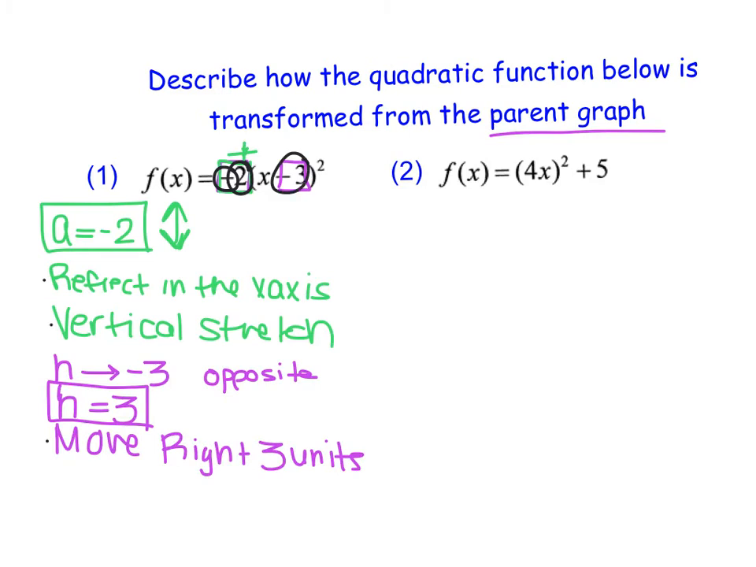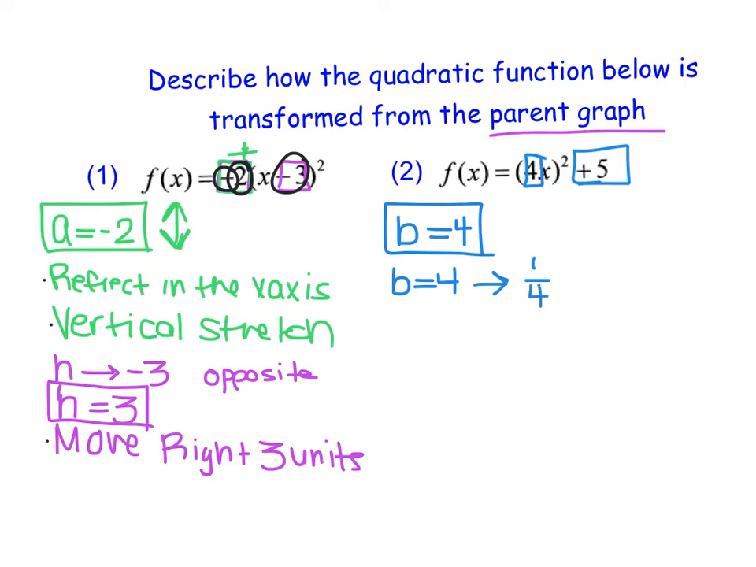So now if we move on to question number 2 and we take a look, we notice that we have a 4 being multiplied, but this time it's on the inside, and we have a 5 being added to the outside. So we have some different transformations going on here. If I start with the 4, I know that my b value is equal to 4 to start. But I also have to keep in mind that my b value isn't necessarily my horizontal stretch or shrink factor. Instead, I have to think, okay, well, if my b value is equal to 4, that means that my horizontal stretch or shrink factor is the reciprocal of that, which is 1/4.